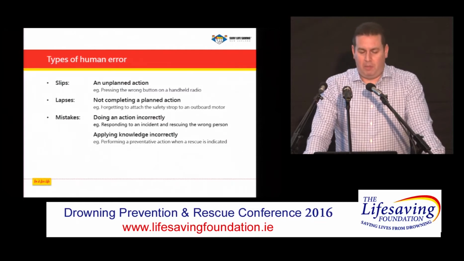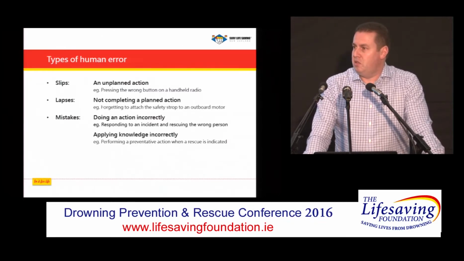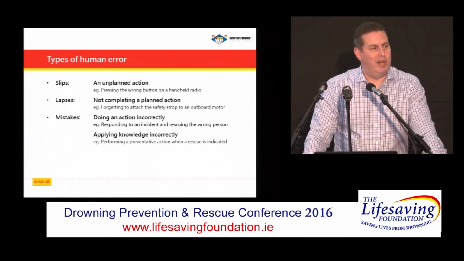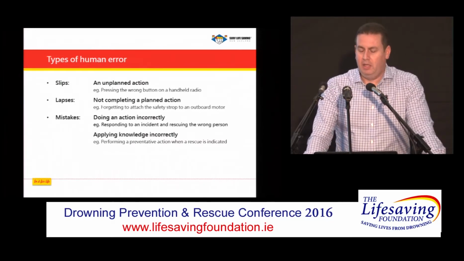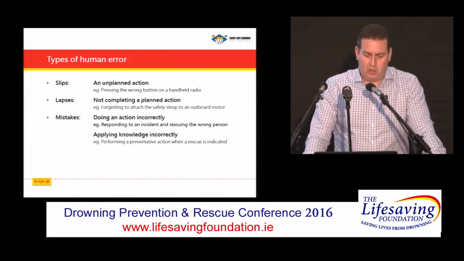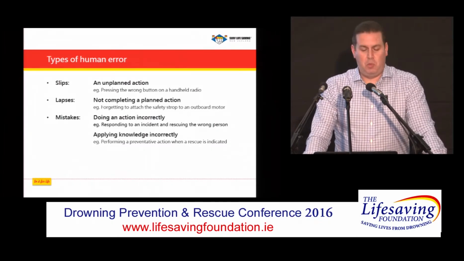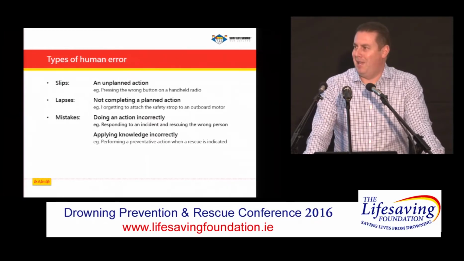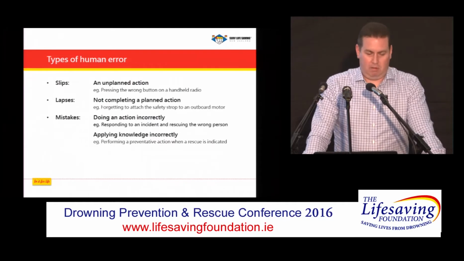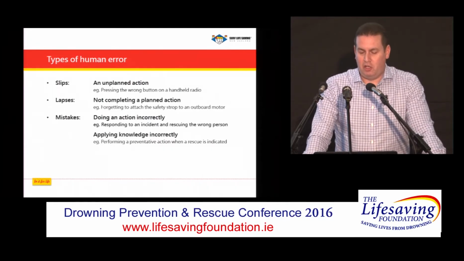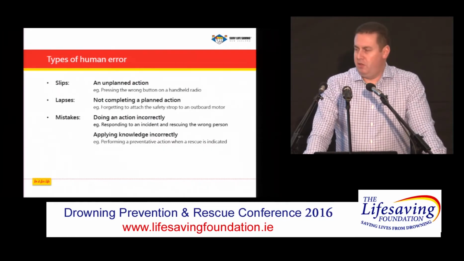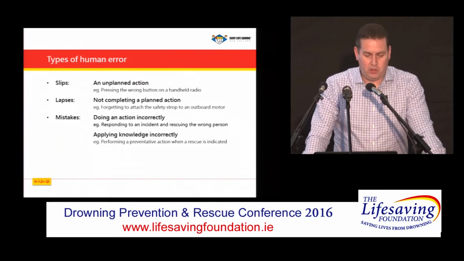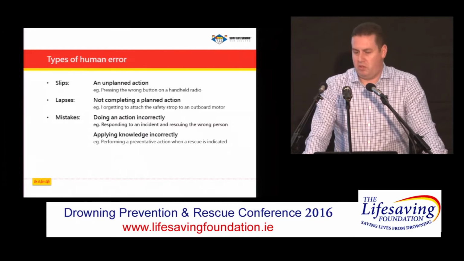As we go higher up the chain, we get into mistakes. And there's two types of mistakes that can occur. We do an action incorrectly. So an example there is I'm responding to a person in distress out in the surf, and there's multiple victims, and I rescue the wrong person. That's doing an action incorrectly. The second mistake is applying knowledge incorrectly. So I go down to the water's edge and I perform a preventative action on an individual when in fact a rescue was required.